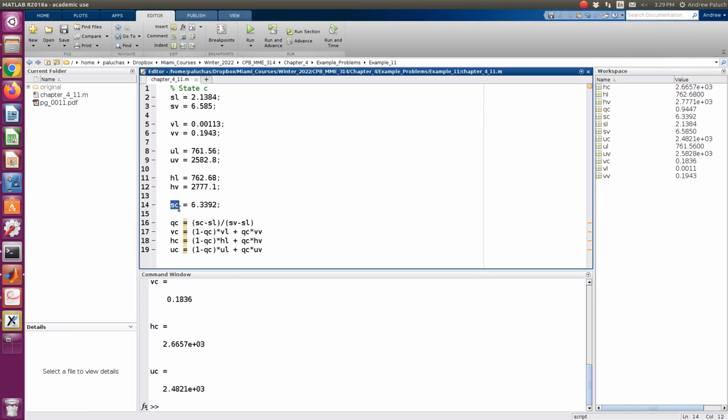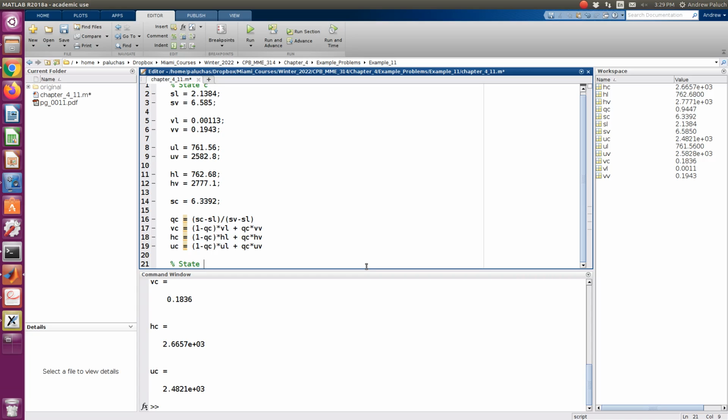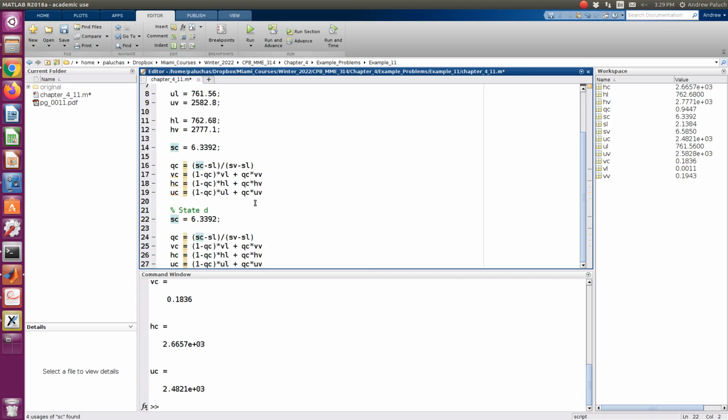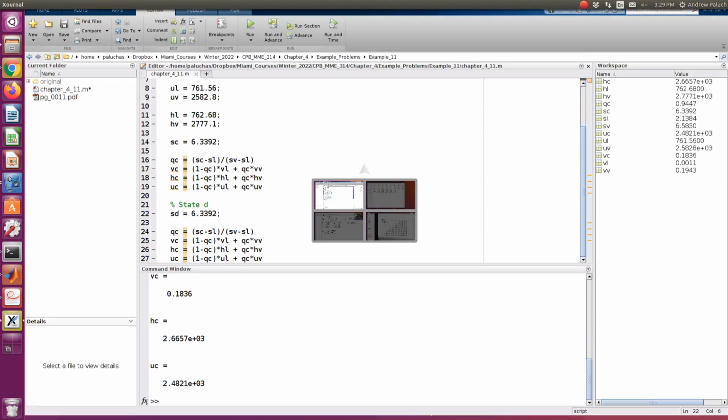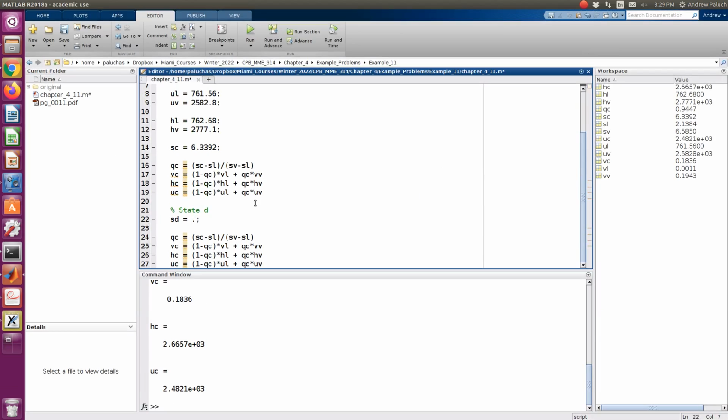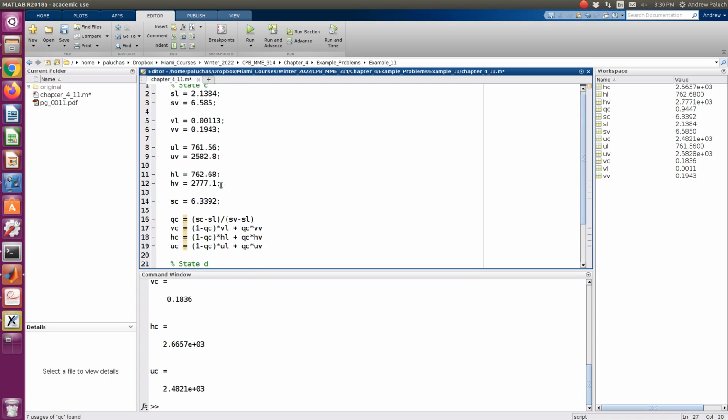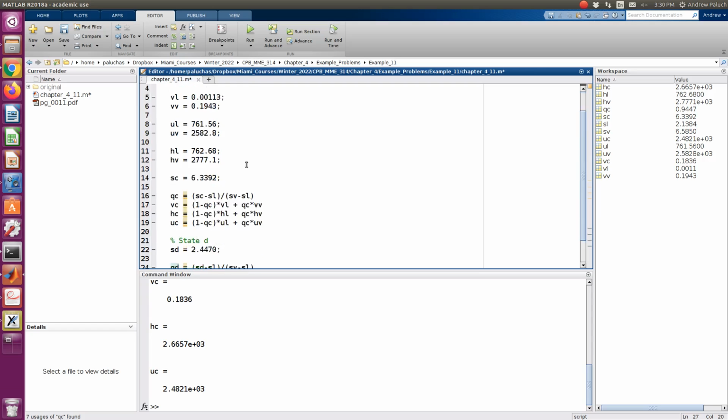So what I'm going to do is copy this block, because now if I'm at state D, all that changes is SD is now 2.4470. And then this is going to become QD. And this will be SD minus SL divided by SV minus SL. I'm going to calculate VD, HD, and UD. And I just need to change, instead of using QC, to use QD. So it's a two-phase mixture at the same temperature, and so all of these properties at saturation are the same.